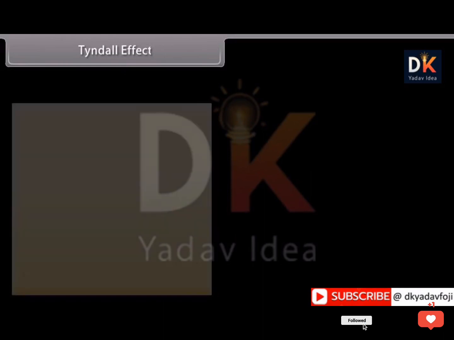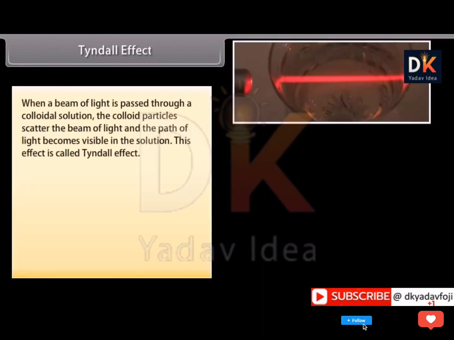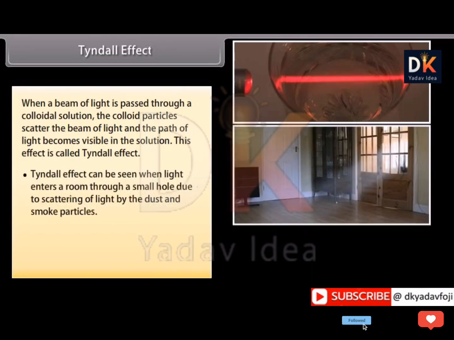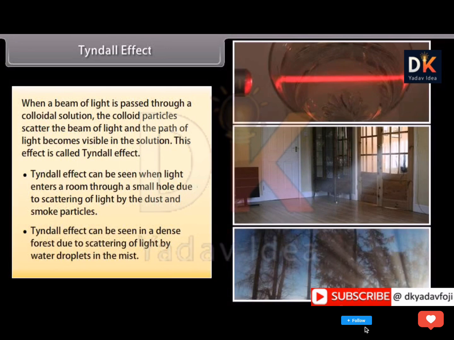Tyndall effect. When a beam of light is passed through a colloidal solution, the colloidal particles scatter the beam of light, and the path of light becomes visible in the solution. This effect is called Tyndall effect. Tyndall effect can be seen when light enters a room through a small hole, due to scattering of light by the dust and smoke particles. Tyndall effect can be seen in a dense forest due to scattering of light by water droplets in the mist.